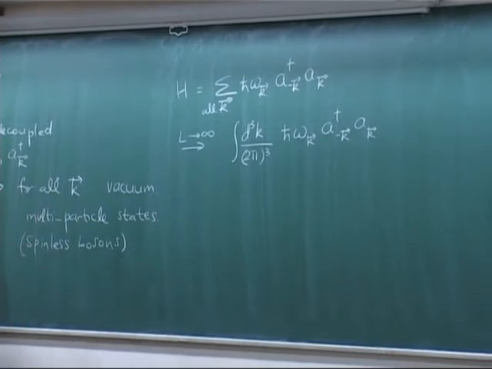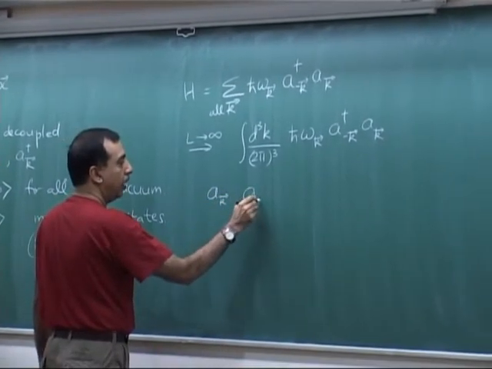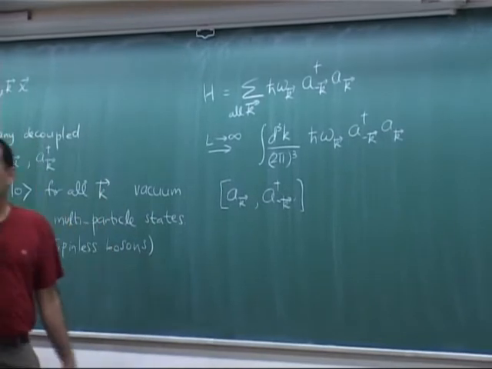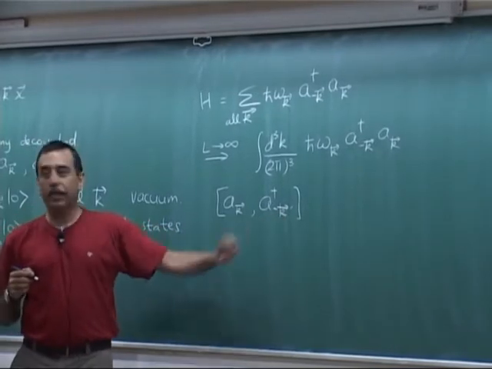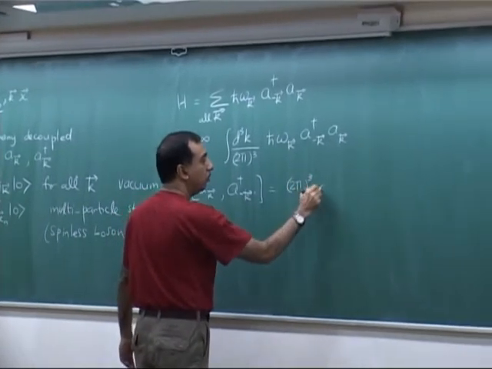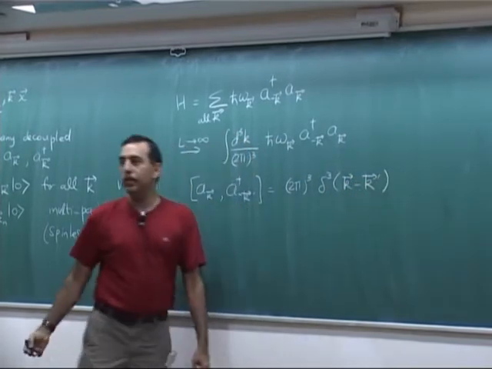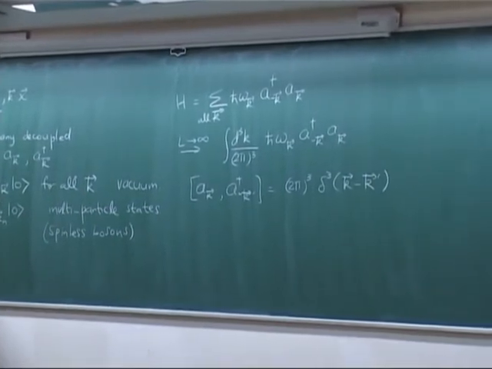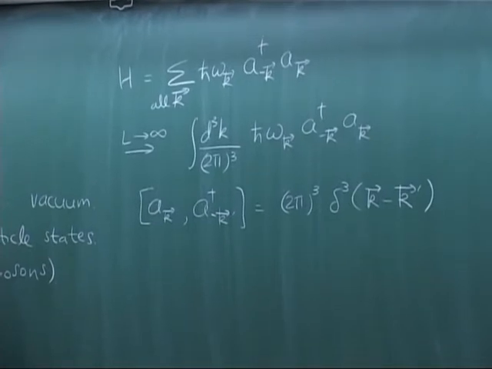Okay. Now, once it's an integral, then the commutation relation of a_k with a_k prime dagger, earlier this was the Kronecker delta of k and k prime. So now it should be something which uses the fact that k and k prime are continuous. So in fact it will be, again this normalization comes in, and delta 3, the Dirac delta of k minus k prime. So this is a straightforward extension of the formulae that we had to the limit of infinite volume. From now on we will work always in this limit. So now our box is gone. We won't use that box anymore.